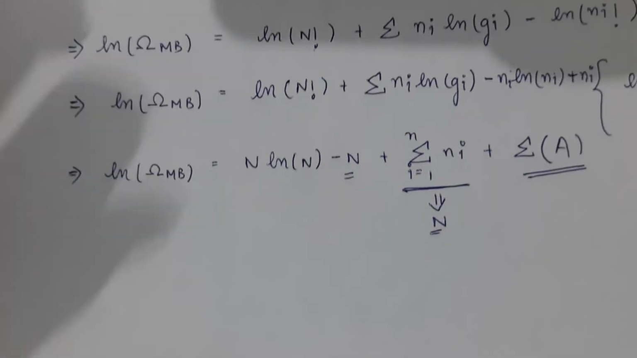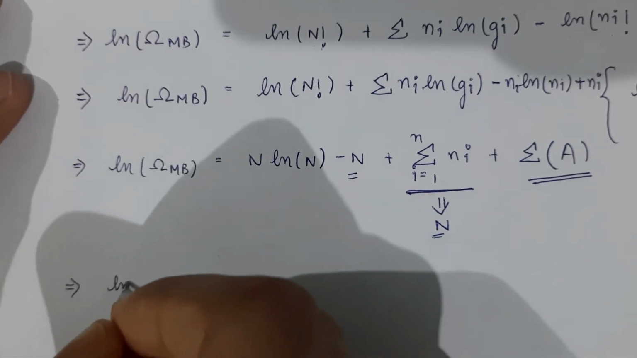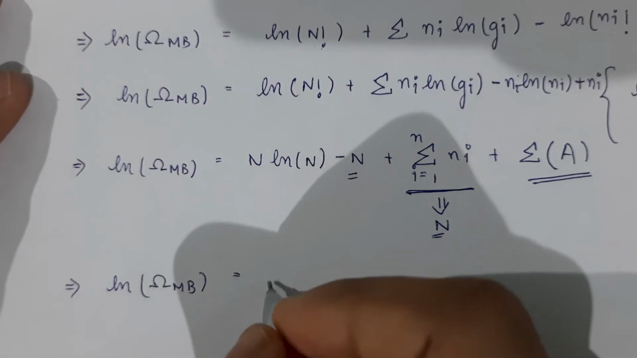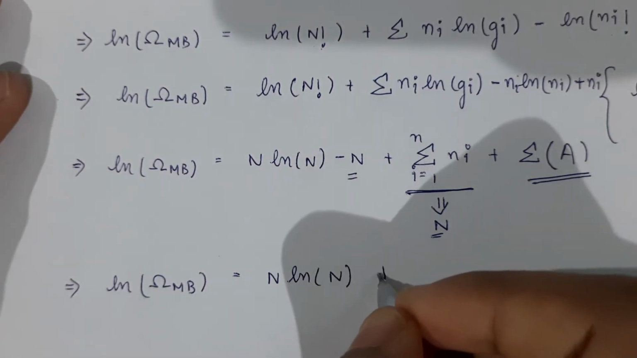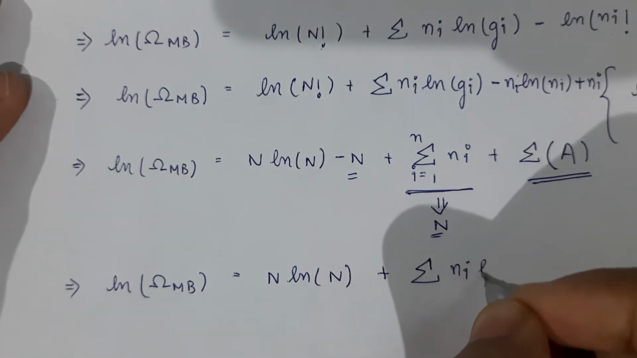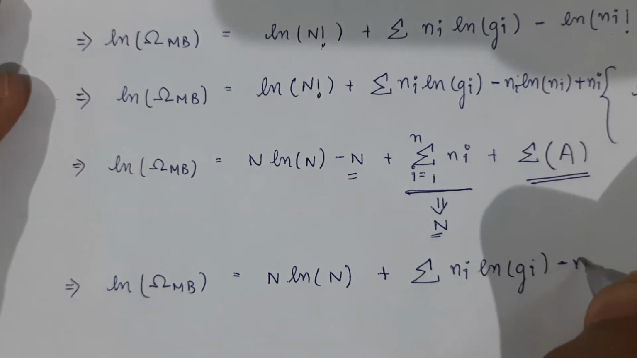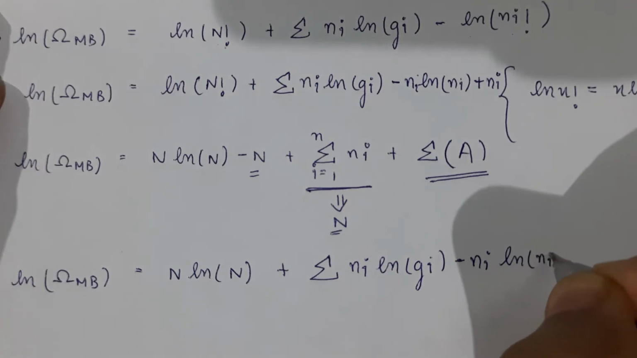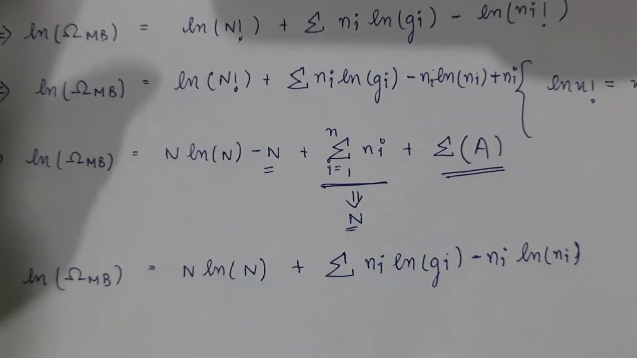So finally we can write that ln of the Maxwell-Boltzmann representative factor equals n times ln n plus the summation of the rest, which I had represented by A, that is minus ni ln ni. This is what we are left with after applying Stirling's approximation.